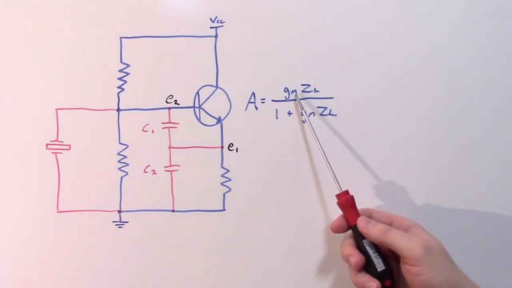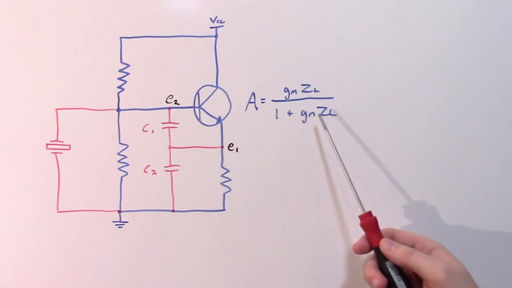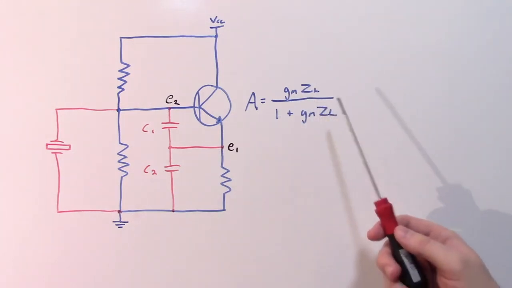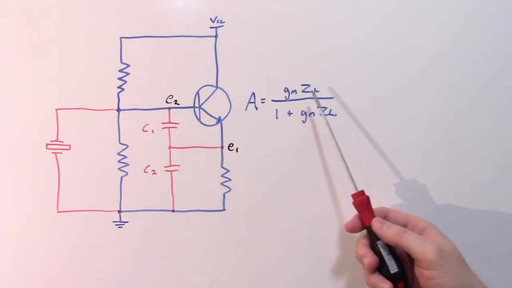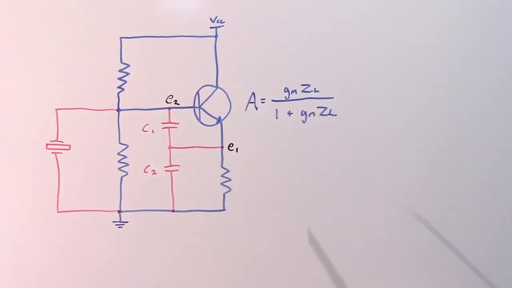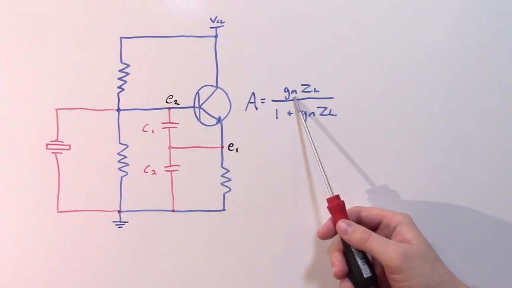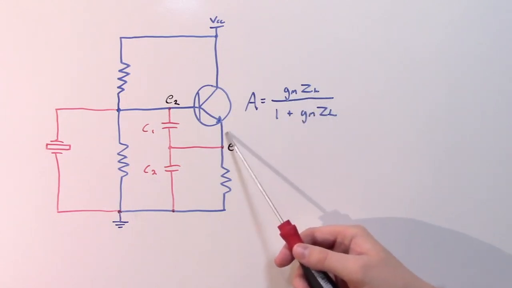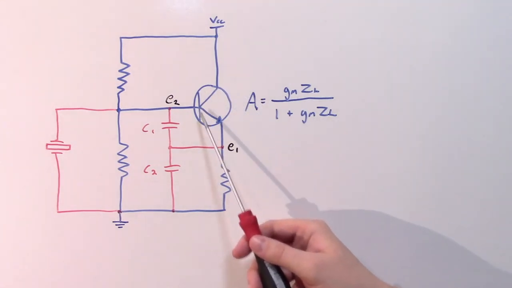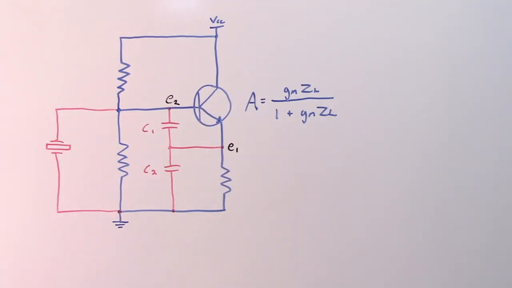However, as the product of GM and ZL gets very large, we get closer and closer to 1. Likewise, if their product is very small, then we get farther and farther away from 1. The actual gain reduces. So we want to make sure that the product of the transconductance and the load seen looking out of the emitter is large in order to get the most voltage gain out of this amplifier.